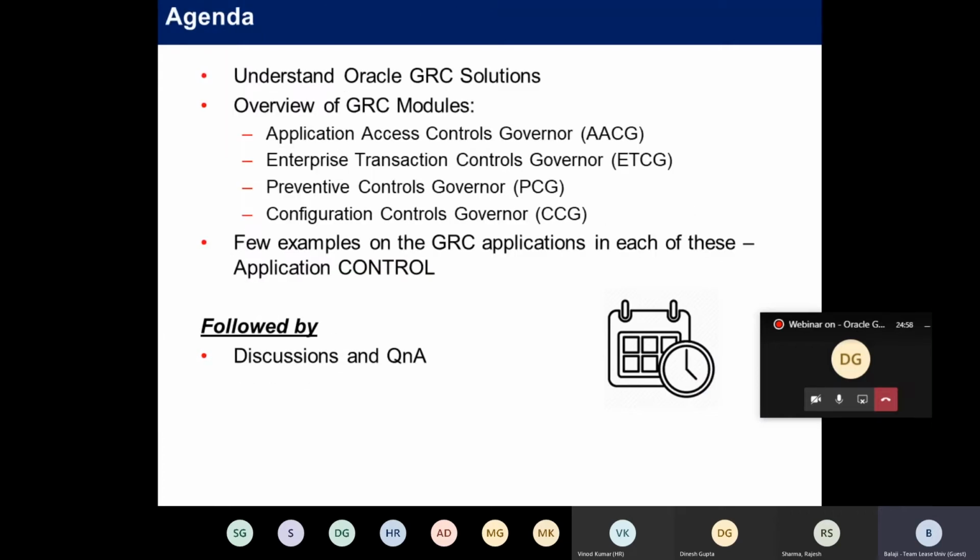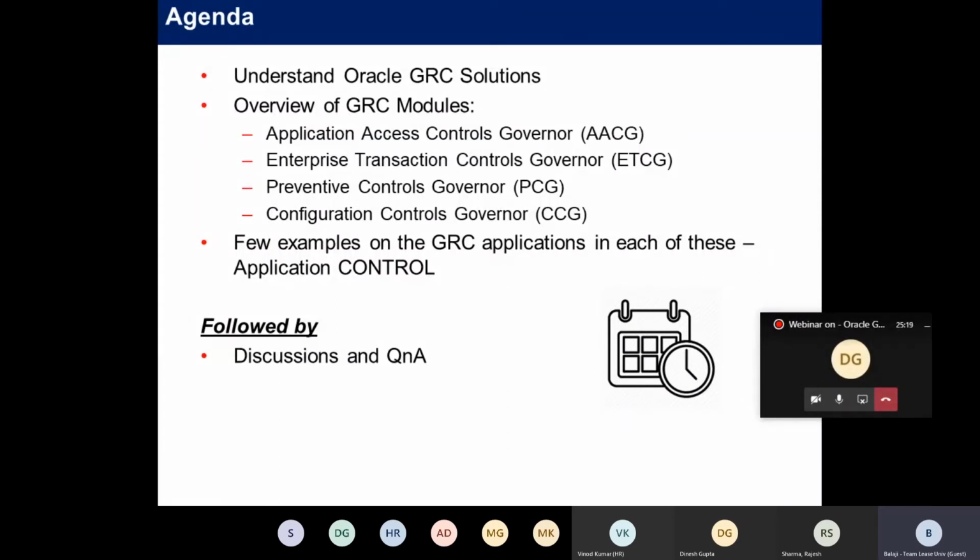So let's get into the whole session. It's about 45 minutes to 1 hour, and then we'll give some time for Q&A. How we are going to organize it is, first let's understand the GRC solutions from Oracle. Basically, we'll talk about GRC for a minute or two, and then get into the Oracle solution, what Oracle has on offer.